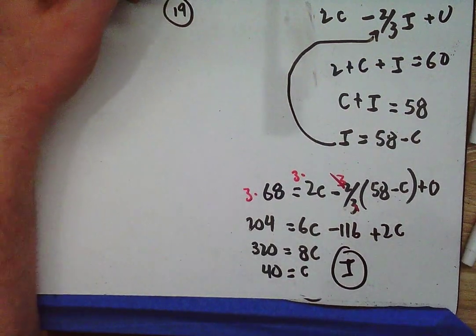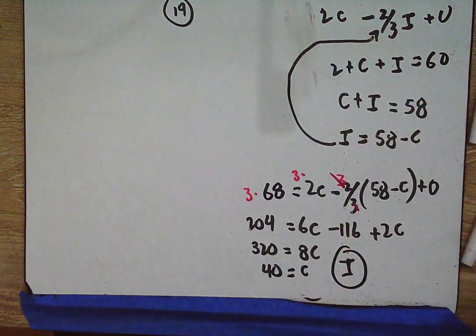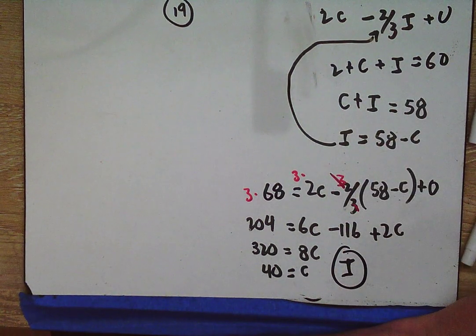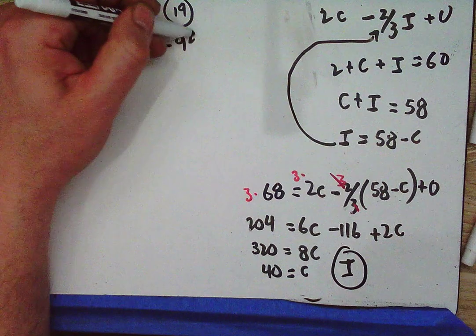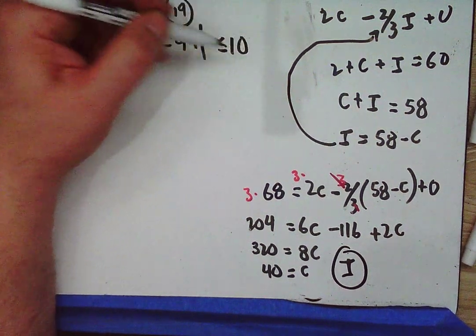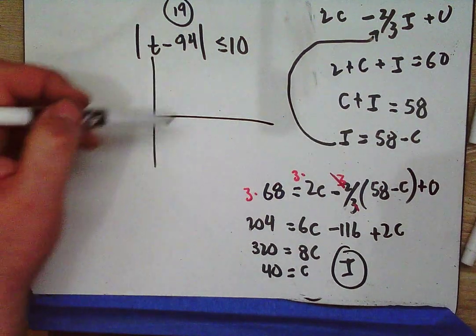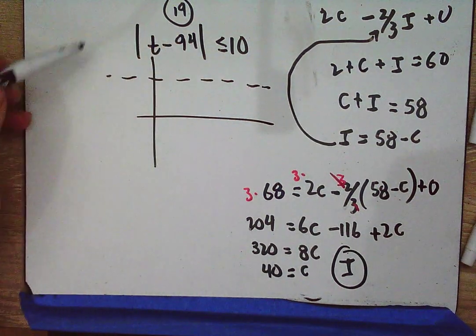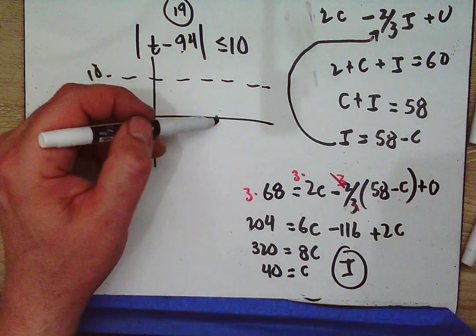19. 19 says the temperature in degrees Fahrenheit in Somerville in August satisfies the equation absolute value of T minus 94 is less than or equal to 10. Well, we can think about this graphically. Here's the line y equals 10. And we're shifting our absolute value, 94, over.